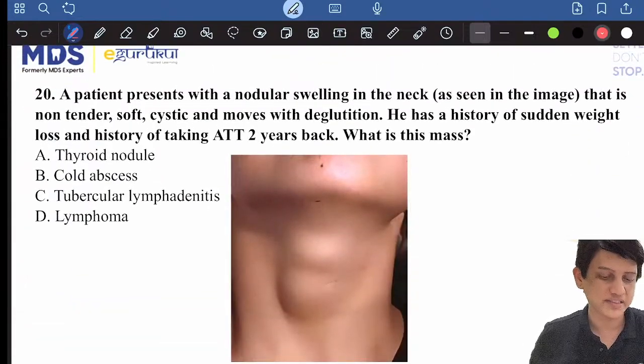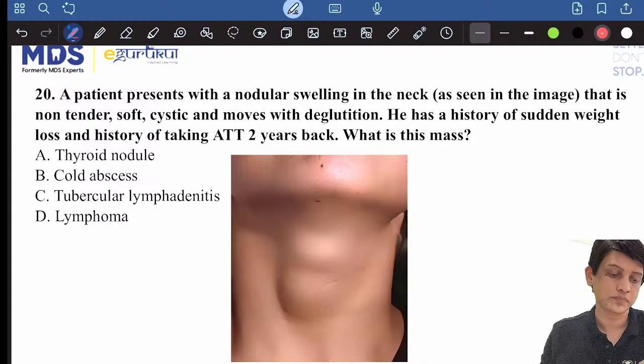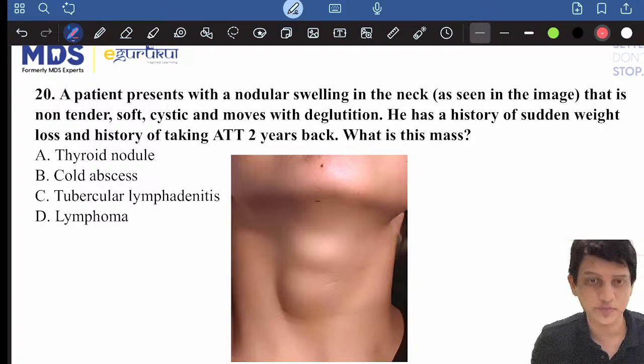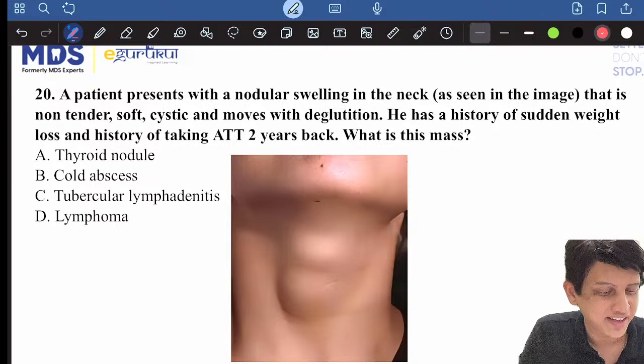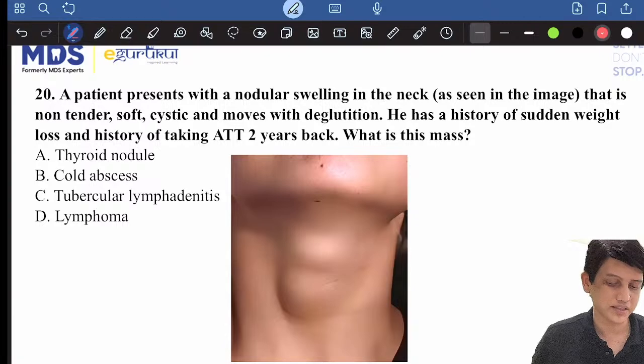A patient presents with a nodular swelling in the neck, as seen in the image, that is non-tender, soft, cystic, and moves with deglutition. He has a history of sudden weight loss and a history of taking ATT, anti-tubercular treatment, 2 years back. What is this mass? This also I have explained in the groups several times. Can anybody answer again here? Is it thyroid nodule, cold abscess, tubercular lymphadenitis, lymphoma?